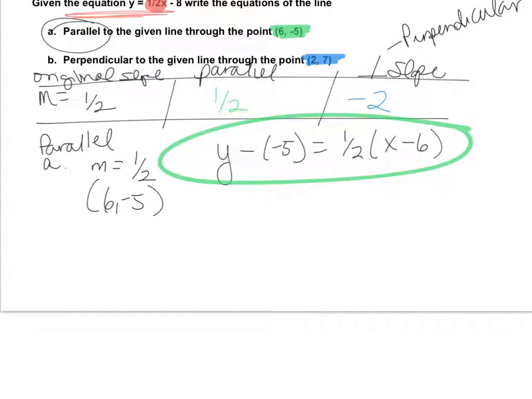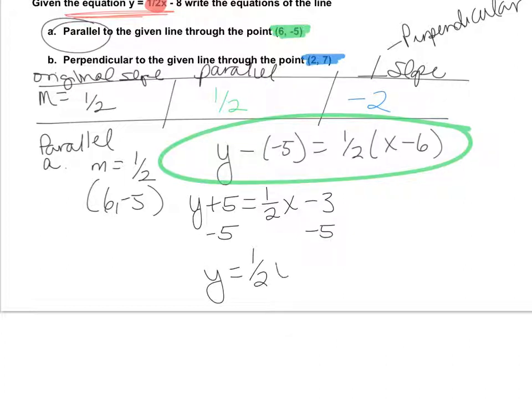So I'm going to simplify over here on the left. So this, I don't want the marker, let's go back, I want the pen. So this becomes y plus 5 equals, distributing my slope, 1/2 x, 1/2 times -6 is -3. Getting this y by itself, I'm going to subtract 5 from both sides, so my final equation in slope-intercept form of the line parallel to the given line is the exact same line.